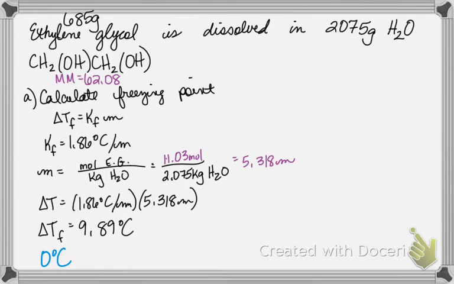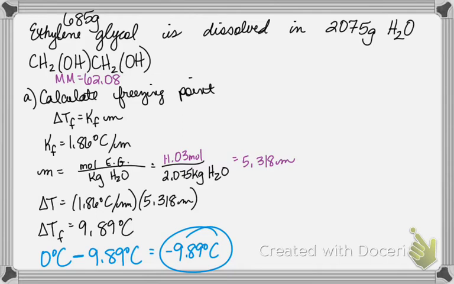This colligative property is freezing point depression. So we have lowered the temperature by 9.89 degrees Celsius. So the answer to this question, what is the freezing point, is negative 9.89.